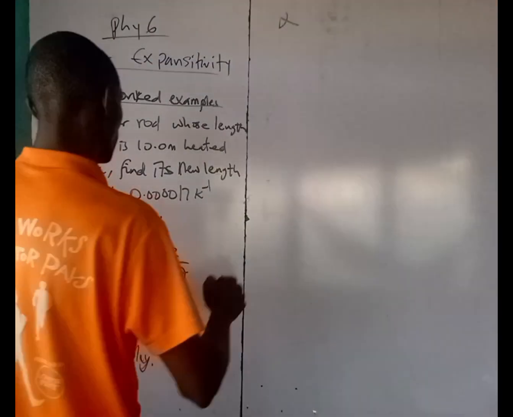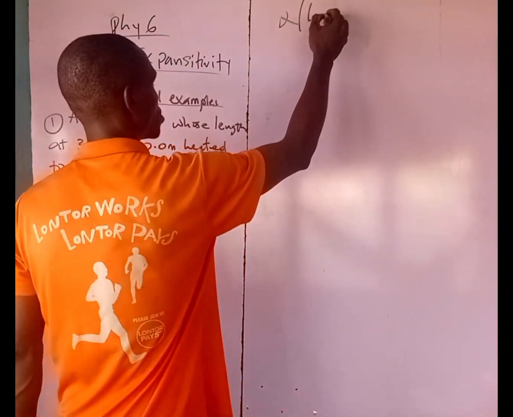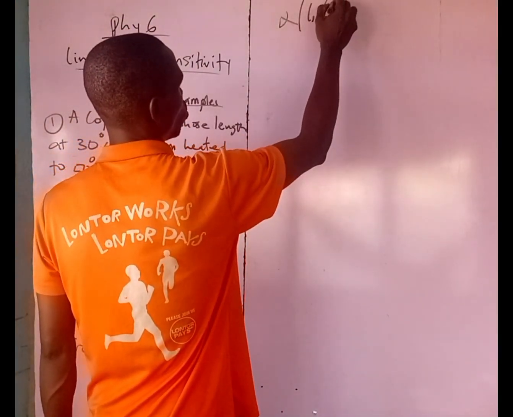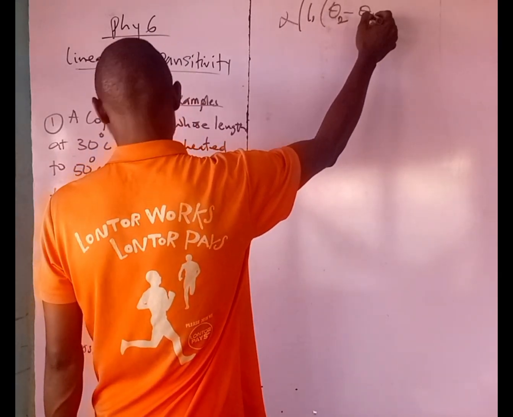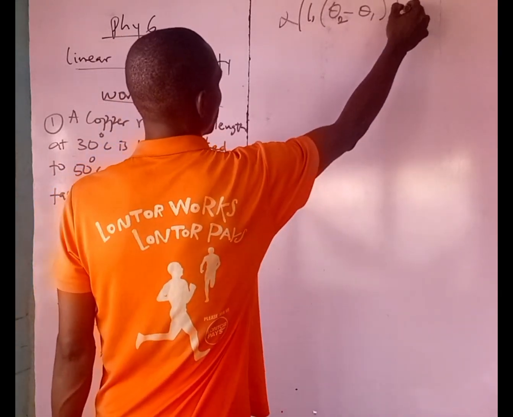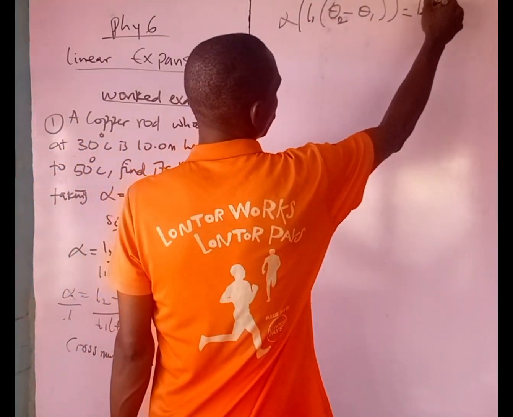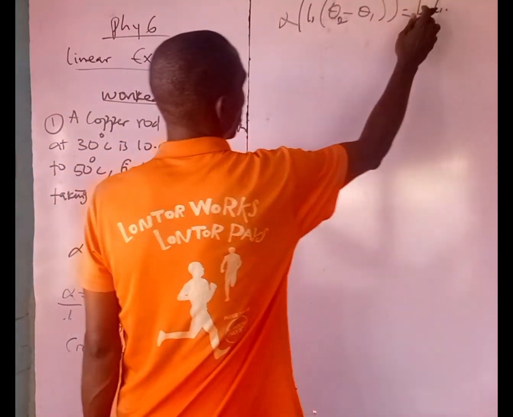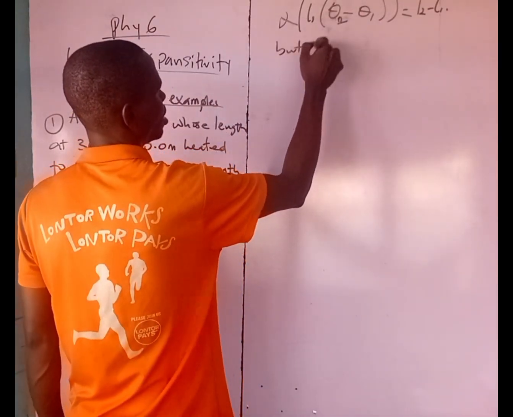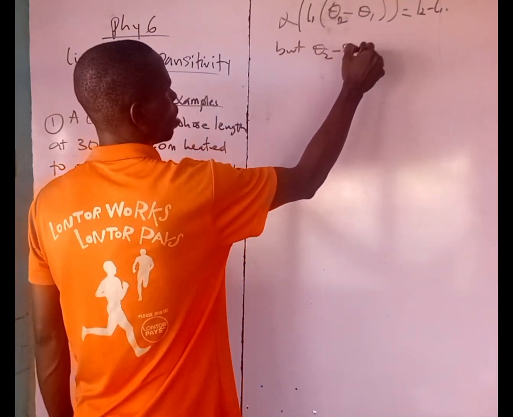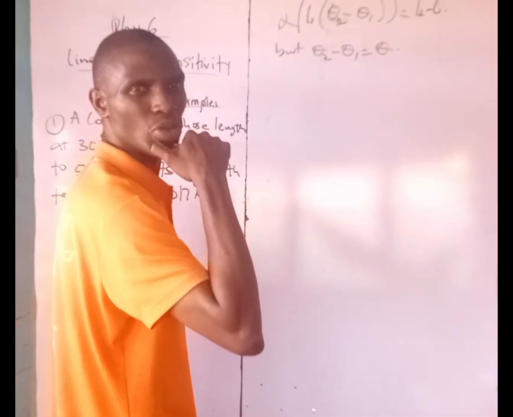So alpha into L1 into (theta 2 minus theta 1), close the bracket, equal to L2 minus L1. Don't forget we are looking for L2. And we said that theta 2 minus theta 1 equal to theta, if we still remember. Hope we still remember.